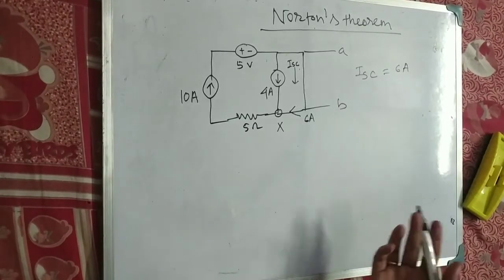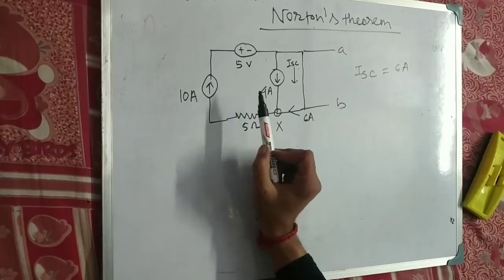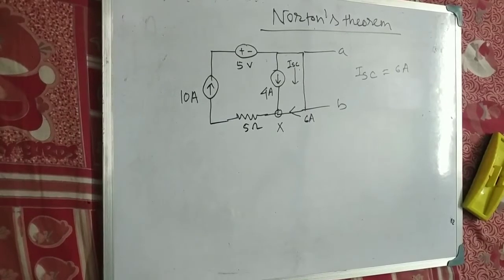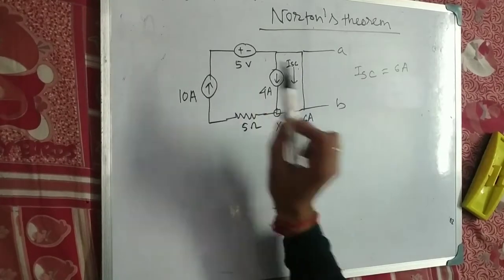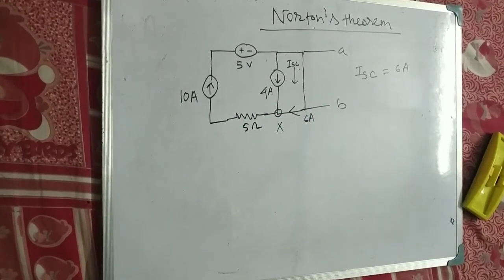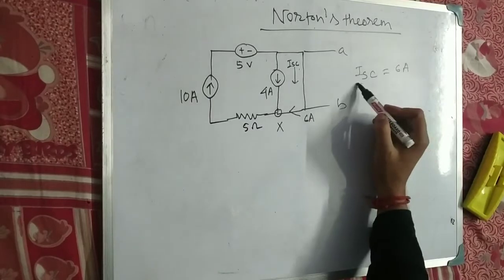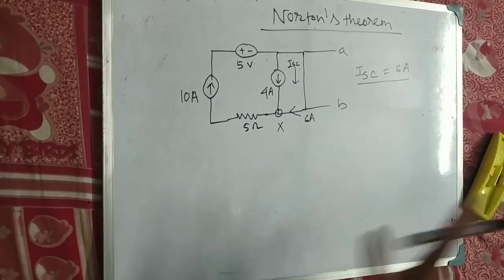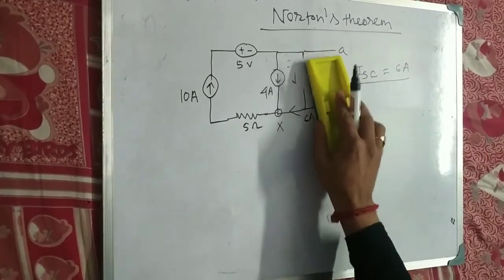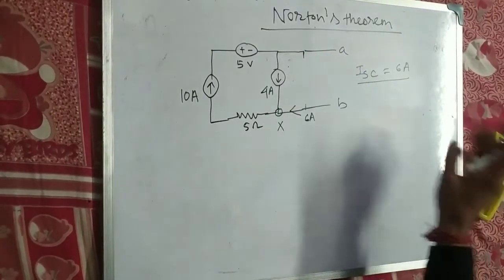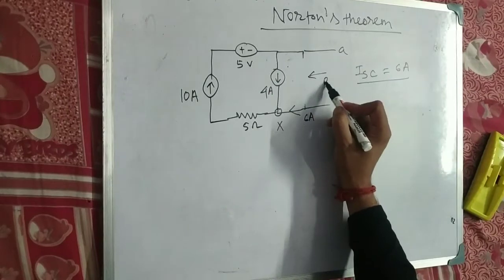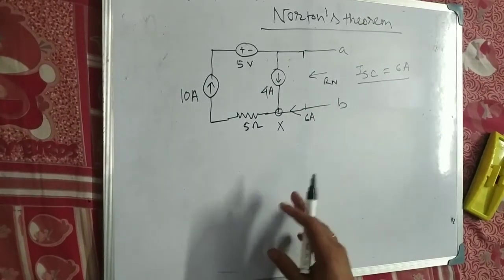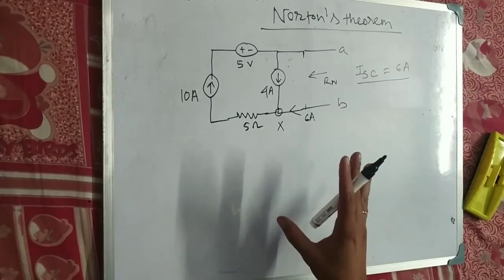We can see that the 5 volt source is not coming into this picture. There is no role for the 5 volt. So we have found the short circuit current. Next, we have to find the Norton equivalent resistance seen from this terminal. Norton equivalent resistance and Thevenin equivalent resistance are similar.